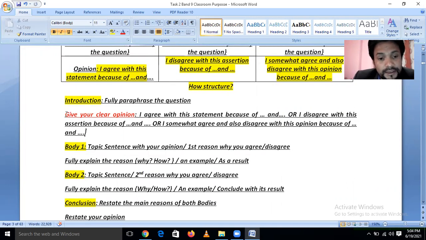Now, in the introduction, you need to fully paraphrase the question prompt. Then you need to give your clear position, your opinion. Either you agree or disagree, or partially agree or partially disagree. I agree with this statement because of, or I disagree, or I somewhat agree or somewhat disagree. You need to clearly tell it here in the introduction. You need to clearly take your position.